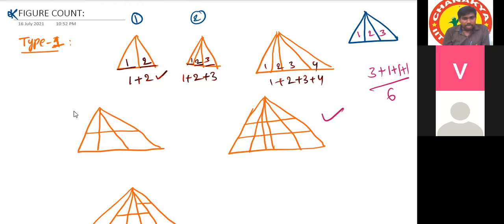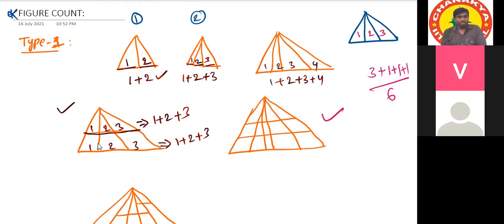And what about this one? Here we have to apply the same thing in two situations. Considering this base, 1, 2, 3, in this case 1 plus 2 plus 3 is 6. And another 1, 2, 3. Here also 1 plus 2 plus 3. Sir, so we don't have to continue that 4, 5, and 6? Don't continue. Those triangles are different and these triangles are different. So here are 6 and here are another 6.